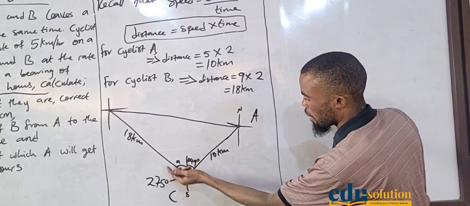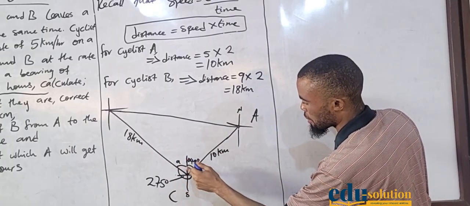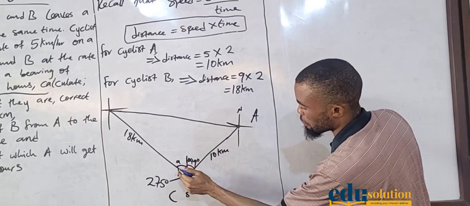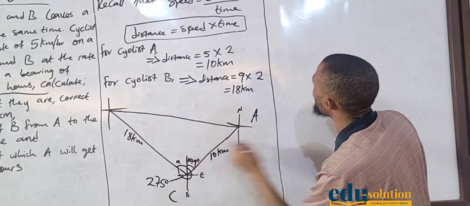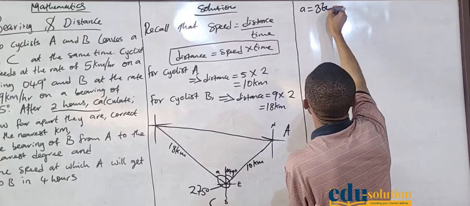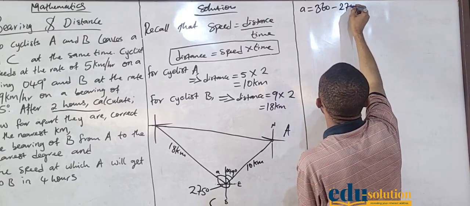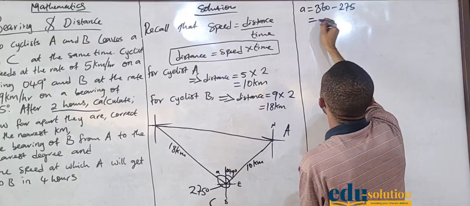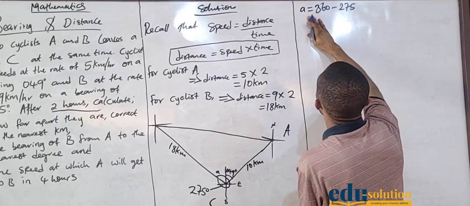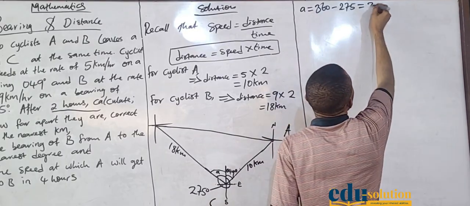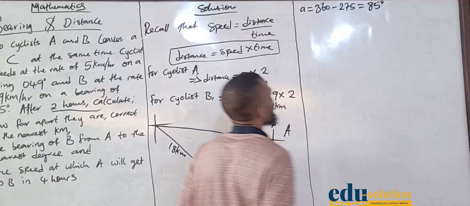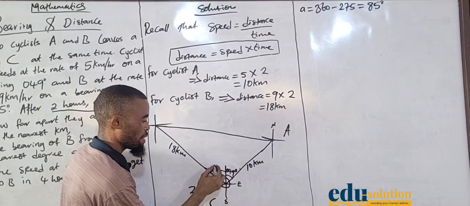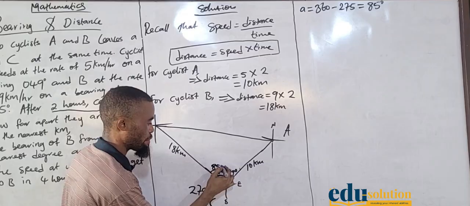For me to get A now, I will write that A is equal to, angle at a point is 360. 360 minus, from here to here is 275. 360 minus 275 will get our A. So we are having 360 minus 275, and we are having 85 degrees. So that means in place of this A, from here to here, is 85. So I'll put 85 degrees here.